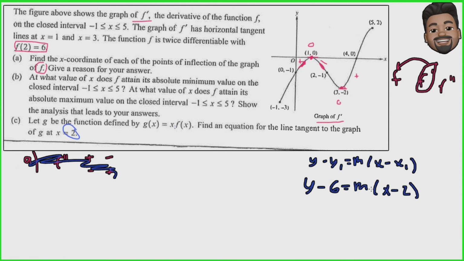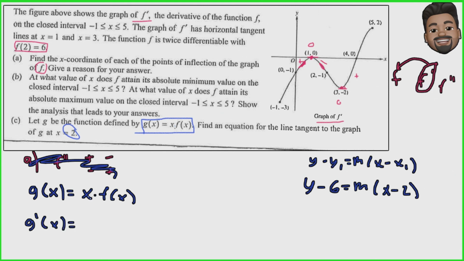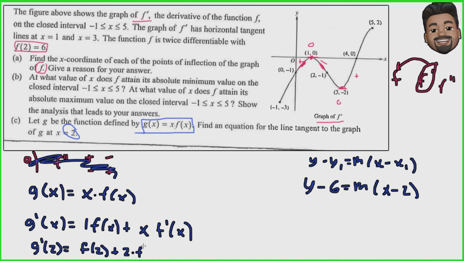So how do we find m? To find m, you need to take the derivative of this function and then plug in the value to get our instantaneous slope. But here's the issue: taking the derivative of this invokes the product rule because we are multiplying two functions. So g prime of x is equal to the derivative of x, which is 1, leave the second alone, plus leave the first alone, times the derivative of the second, which is f prime of x. And we're going to plug in 2. So g prime of 2 equals f of 2 plus 2 times f prime of 2.